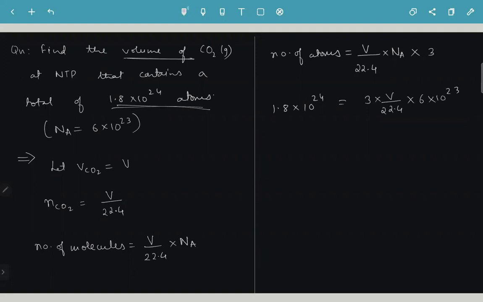Now let us solve this. 10 to the power 23, 10 to the power 24, this will be 10. 1.8 into 10 is 18. 18 is equal to 3 into 6, 18 V by 22.4. So we'll get V is equal to 22.4 liters. The volume of CO2 can be calculated to be 22.4 liters. Is this clear? Are the calculations clear?